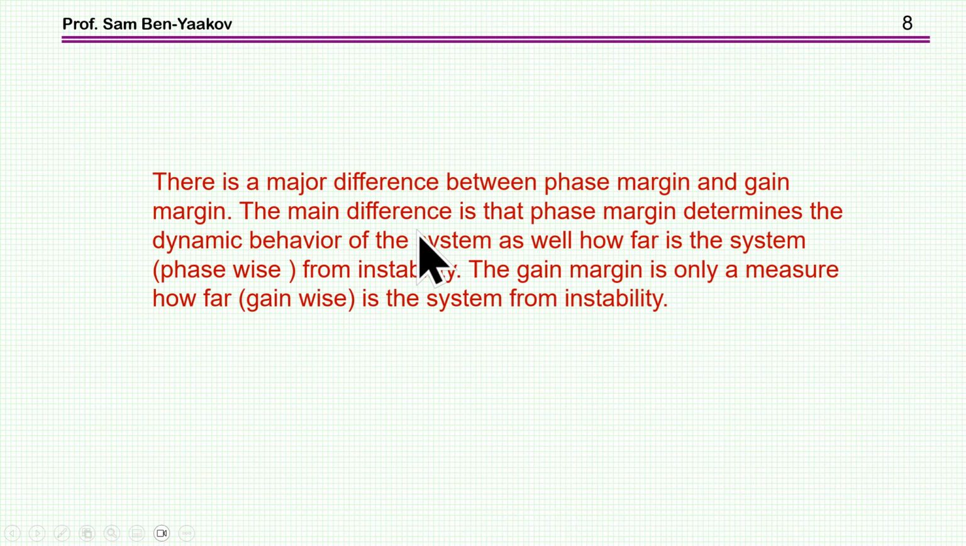So we can say that there is a major difference between phase margin and gain margin. The main difference is that the phase margin determines the dynamic behavior of the system, as well as how far the system is, phase-wise, from instability. The gain margin is only a measure of how far, gain-wise, the system is from instability.